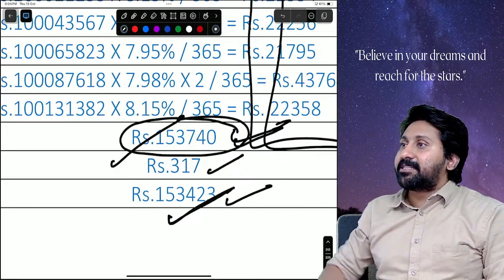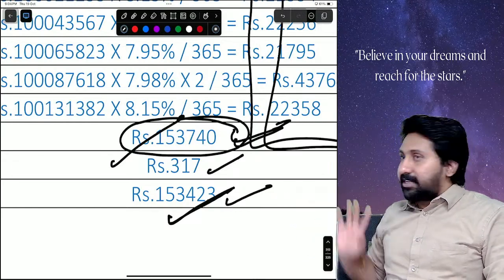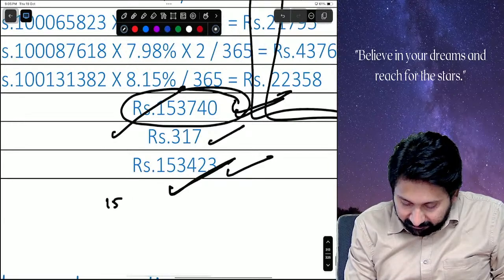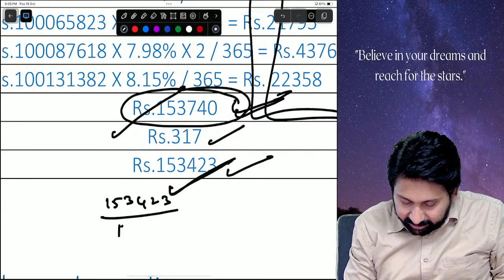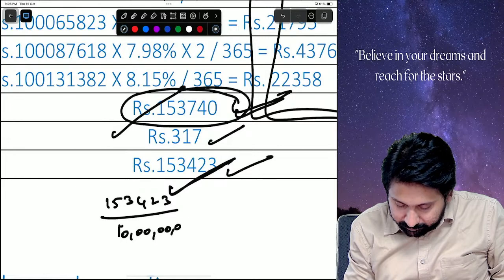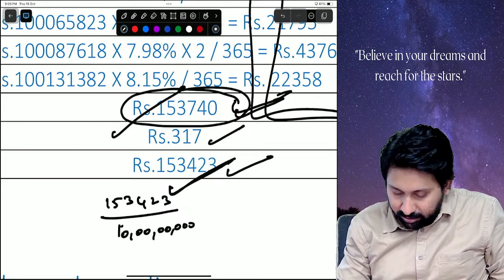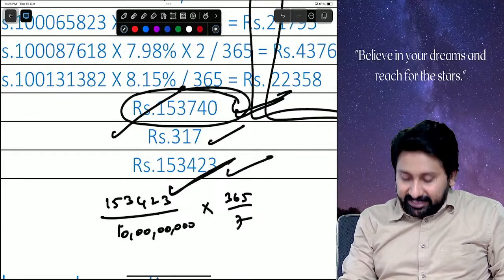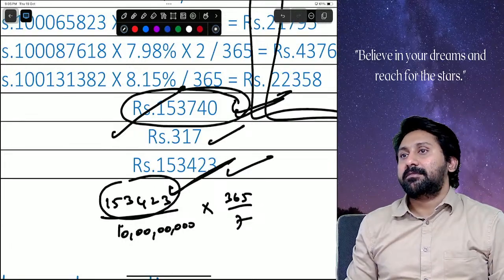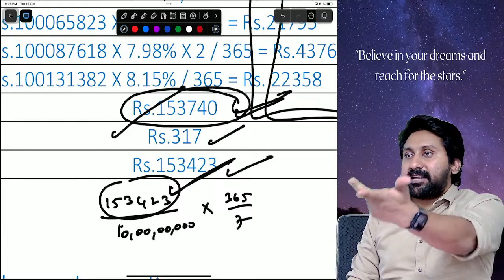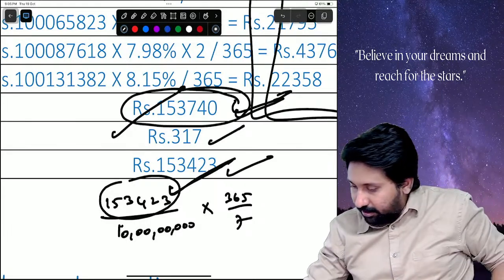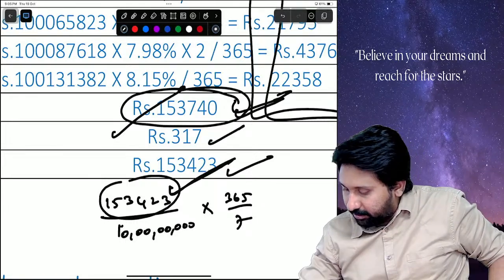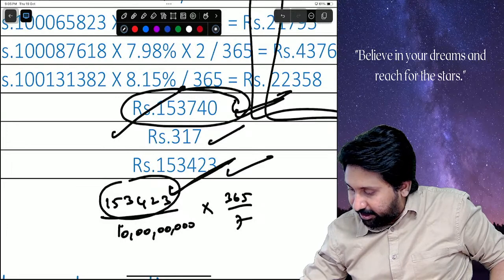Okay, now how much I gained in the overall transaction, he said. Means in fixed I am receiving that much lesser. So this is the rate. On what principle do you have to take this? Tell me. 153,423 divided by 10 crore, okay? Into 365 by 7. Why 365 by 7? This is for 7 days. We want per annum, means we should do 365 by 7. So 153,423 divided by 10 crore into 365 divided by 7.